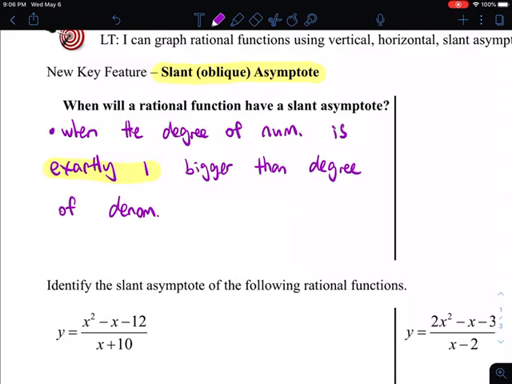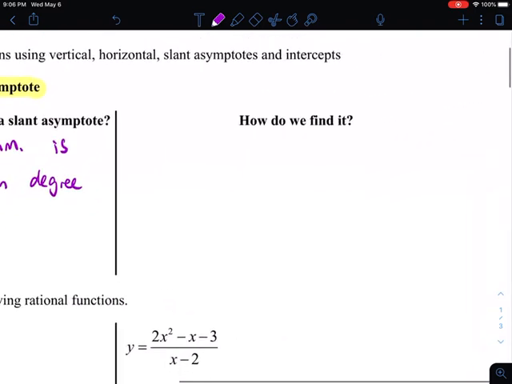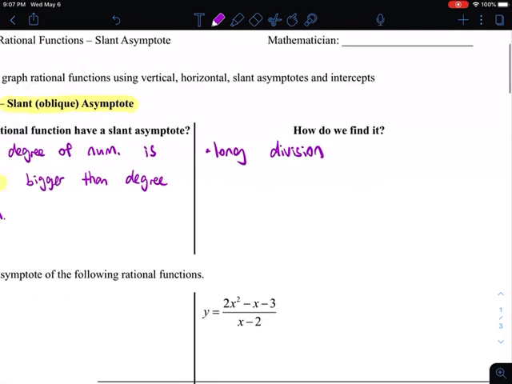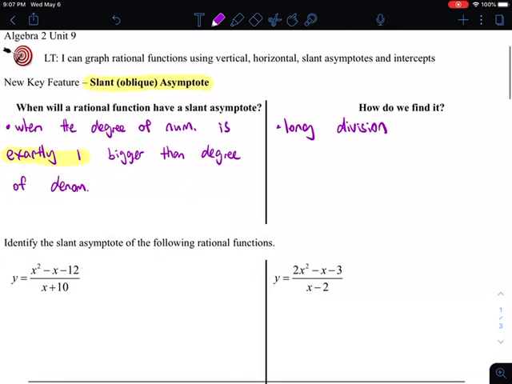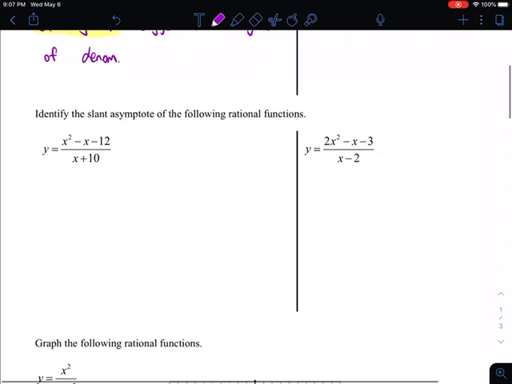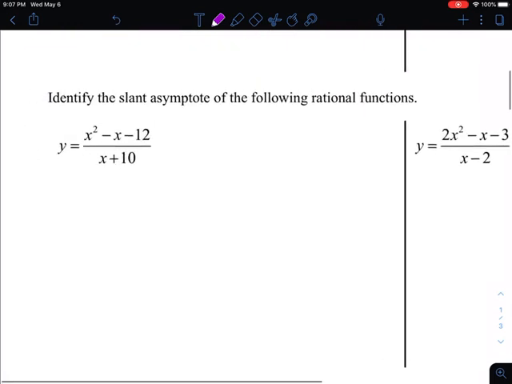Now that we know when there is going to be a slant asymptote, the next question is, how do we find it? This is an idea that we learned back in the first semester when we did polynomials, and we're going to use long division. I know this was an idea that many of you did not like because it was a long process and kind of tedious. But the good news in this case is that we don't actually have to do the whole process. We just need to do the first couple of steps of long division. Once again, that'll be more clear once we do some examples.